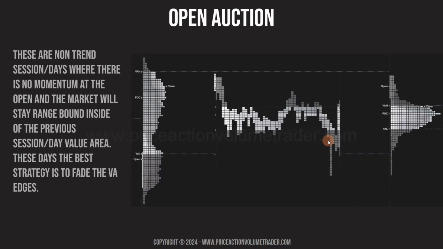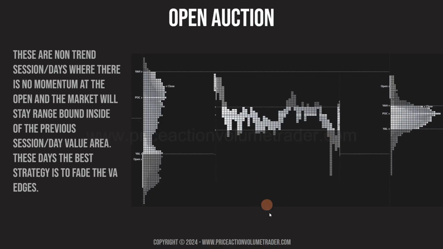Then we have open auction. These are non-trend sessions or days where there is no momentum at the open, and the market will stay range bound inside of the previous session or day's value area. These days, the best strategy is to fade the value area edges.